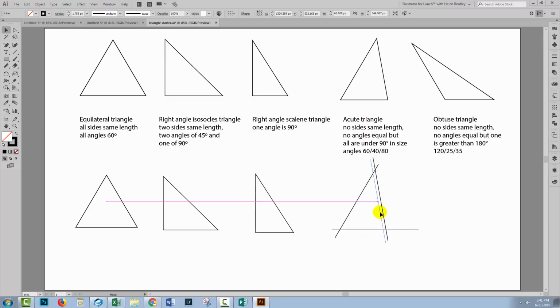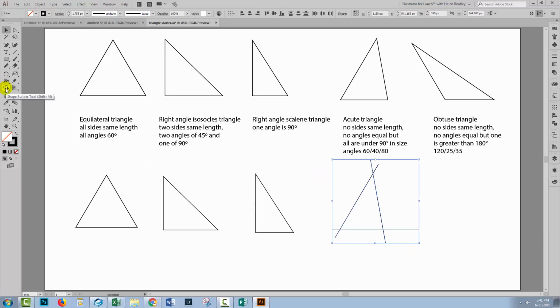So again, I'm going to place it so it's slightly overlapped here. This angle is 80, this is 60. That makes this one has to be 40 because they all have to add up to 180. But right now we've got three lines, not a triangle. So I'll select over all of these three lines.